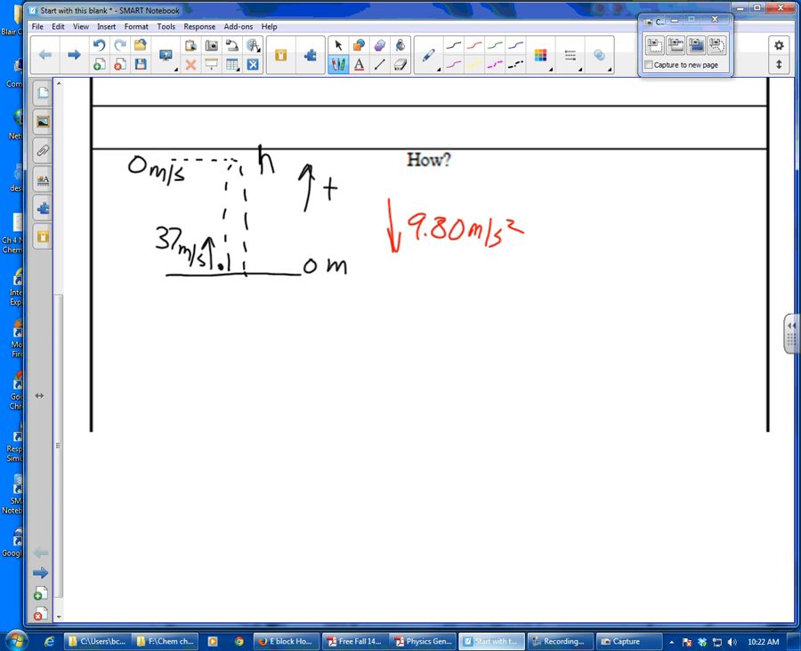Well, at the top. So it starts up at 37 meters per second, but it's accelerating at this, right? So every second that it moves up, it's losing, or it's not losing, that's not a good way to put it. Its velocity is changing by 10 downwards.